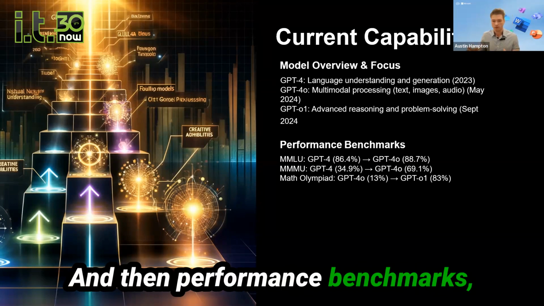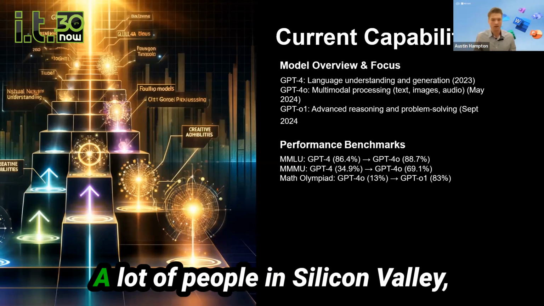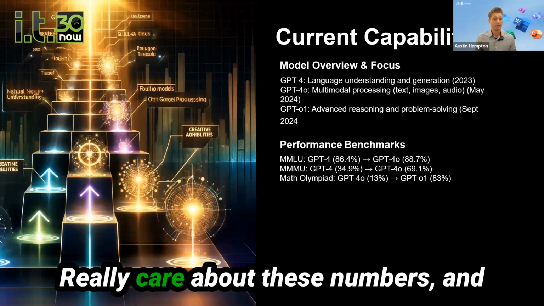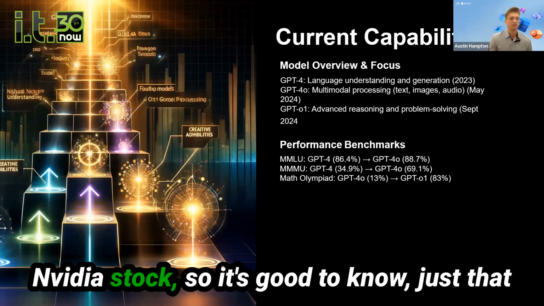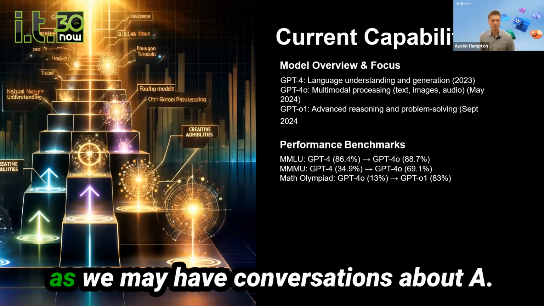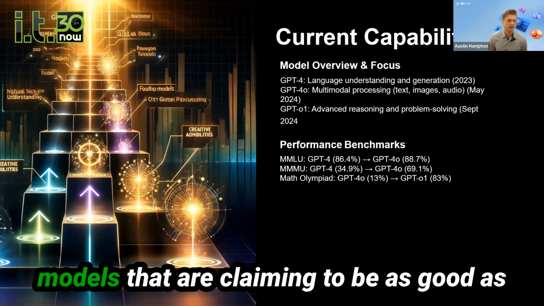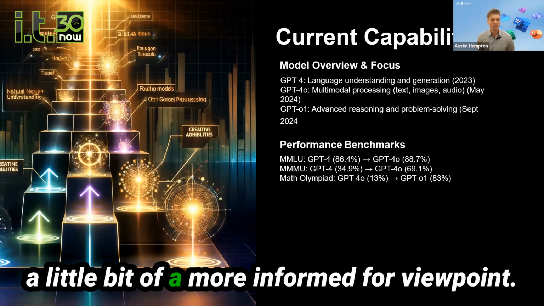And then performance benchmarks. I'm not going to get into too much about what these are, other than that a lot of people in Silicon Valley, all the AI tech engineers, really care about these numbers, and it's what moves the market and affects NVIDIA stock. So it's good to know that these exist and where things are scoring, as we may have conversations about AI capabilities and other foreign models that are claiming to be as good as these, and we can come in with a more informed viewpoint.